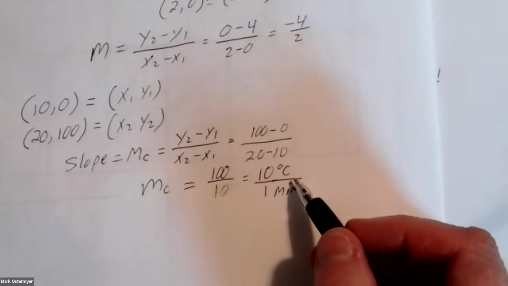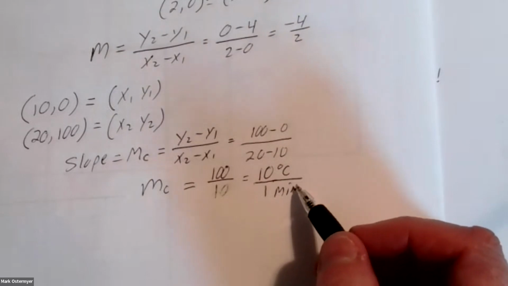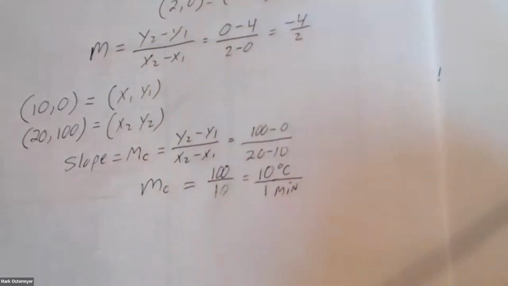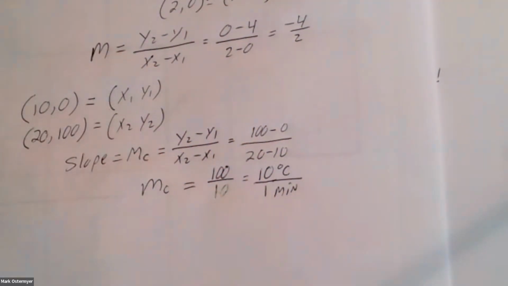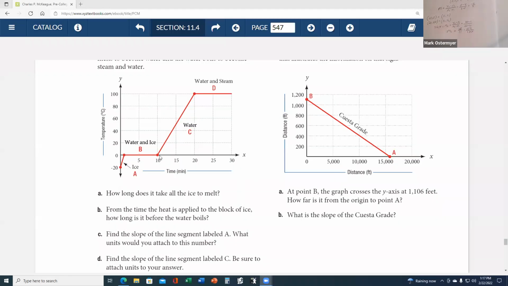So the rate with which the water is warming up as we continue to apply heat is 10 degrees per minute. That's the rate with which the water is warming up between 10 minutes and 20 minutes. That's the slope of this line segment C. So slope is a rate of change. In this case, it's the rate of change of temperature versus the change in time. So the water is warming up between 10 minutes and 20 minutes at a rate of 10 degrees Celsius per every minute. Any questions about this section here?